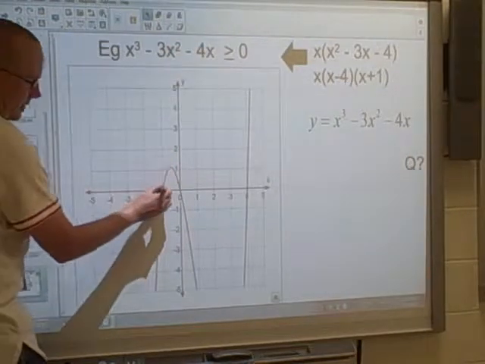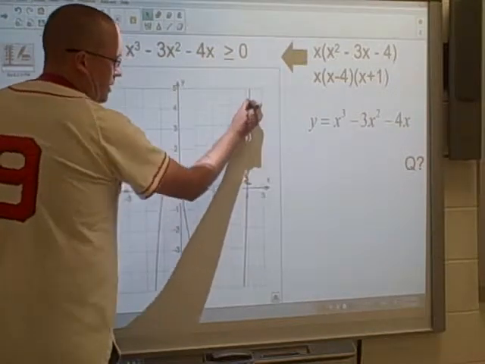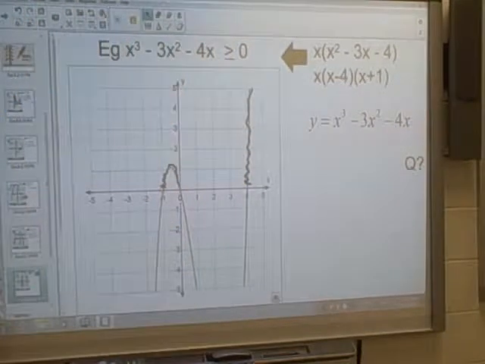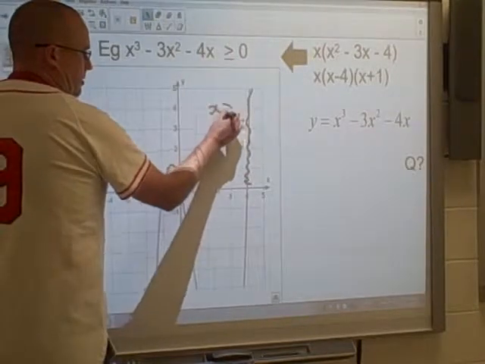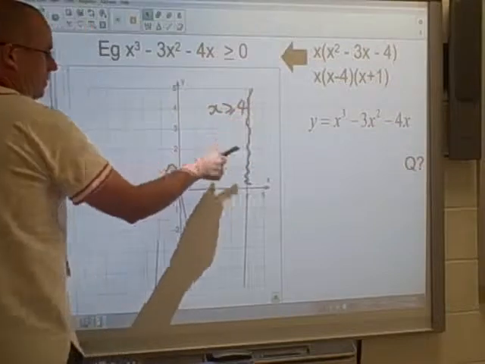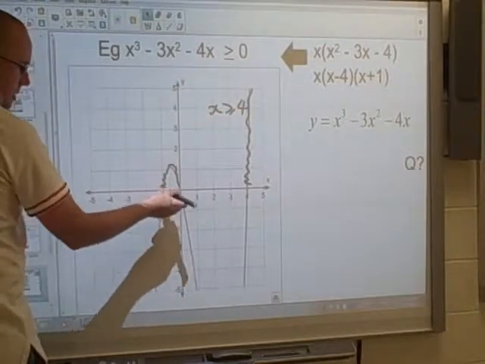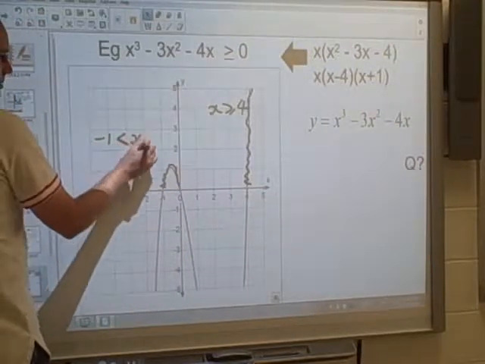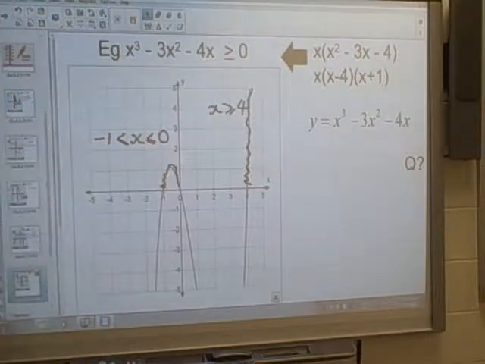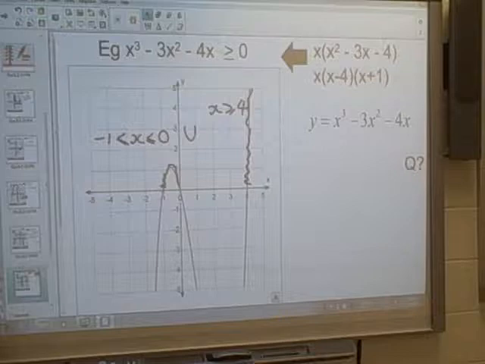So I'm looking above the axis, so I'm looking here, and I'm also looking here. So I've got two separate ones I need to write. This one here is to the right of 4, so that will be x is greater than or equal to 4, equal to because of the question. And these numbers here, it's between two numbers, it's between negative 1 and 0. So negative 1 is less than or equal to x, which is less than or equal to 0. And if you want to, you can also use the U notation as well, to show it's the union of those two answers together.